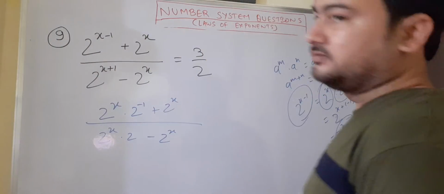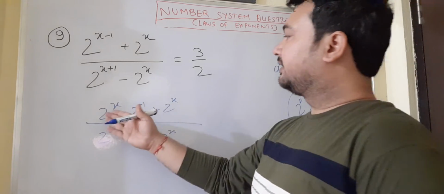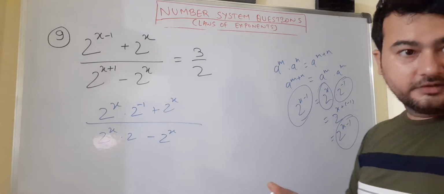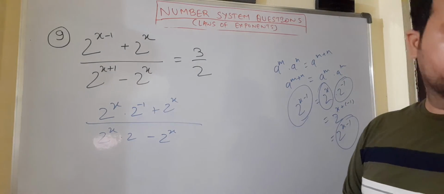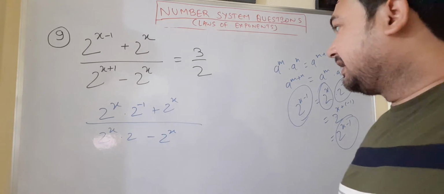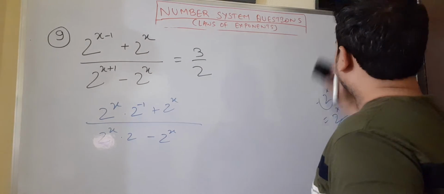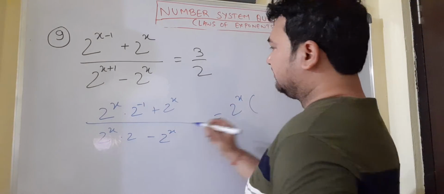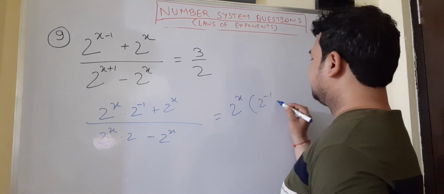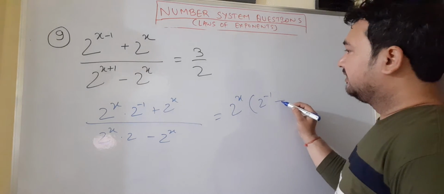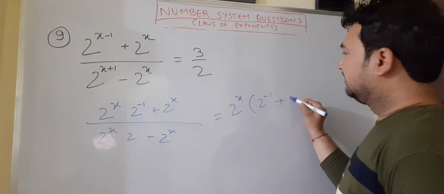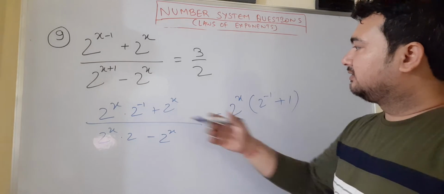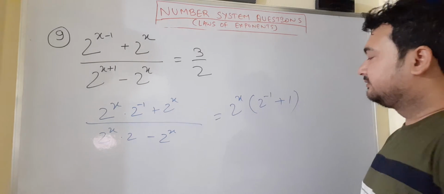See, is there anything common? From the numerator you can find 2 to the power x is common. So let us take what is common and try to make it easier. In maths we always try to make the difficult things simpler. 2 to the power x is common. We get 2 to the power minus 1, and there is one plus sign over here and plus 1 because this will multiply with 1 and will give 2 to the power x.